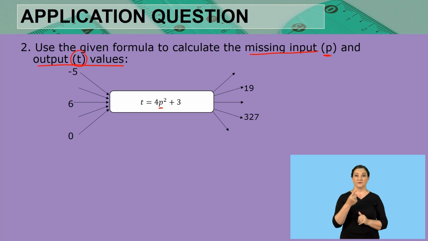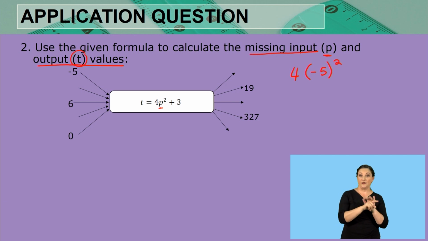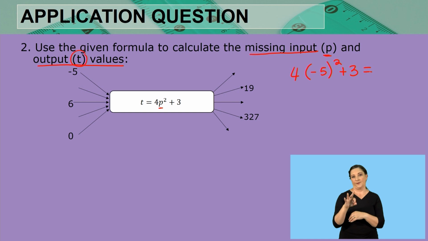Let's start with the first input value. The first input value there is a negative 5. Now look carefully at what happens to that negative 5. So firstly, the P there has been squared. So it means that P is multiplied by itself. So we are going to multiply the input value by itself. So that input value there is a negative 5. So negative 5 squared. And then that is going to be multiplied by 4. And then after that, we are going to add the 3.